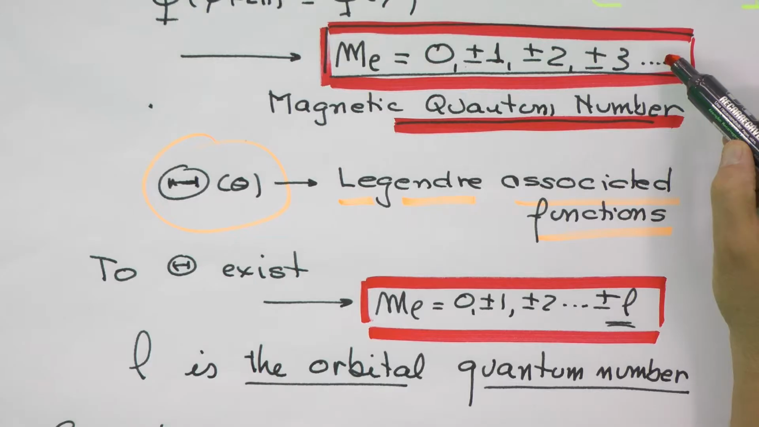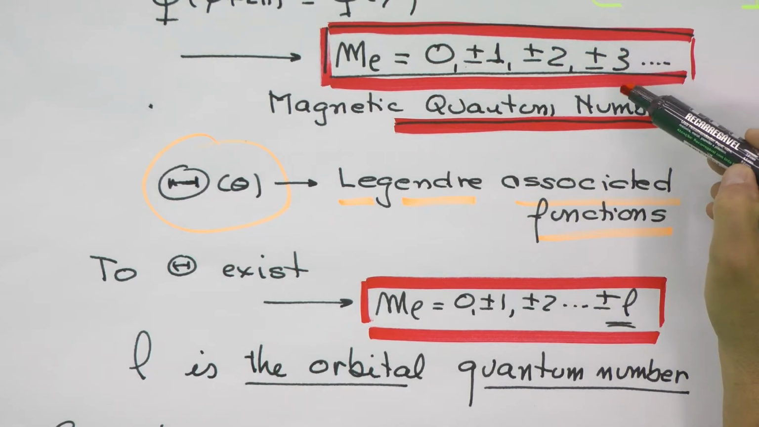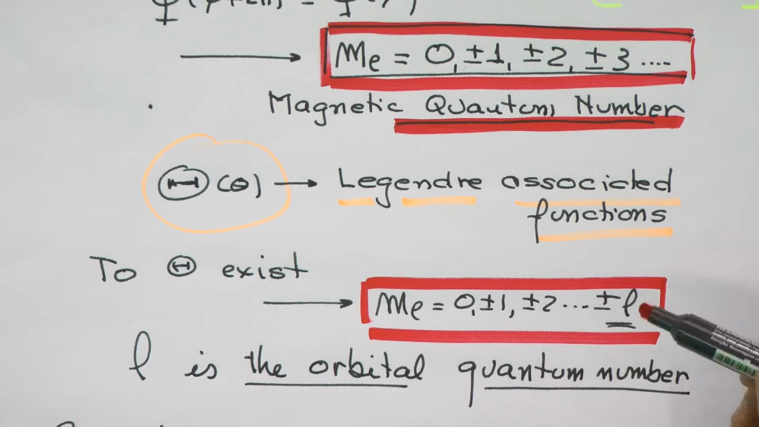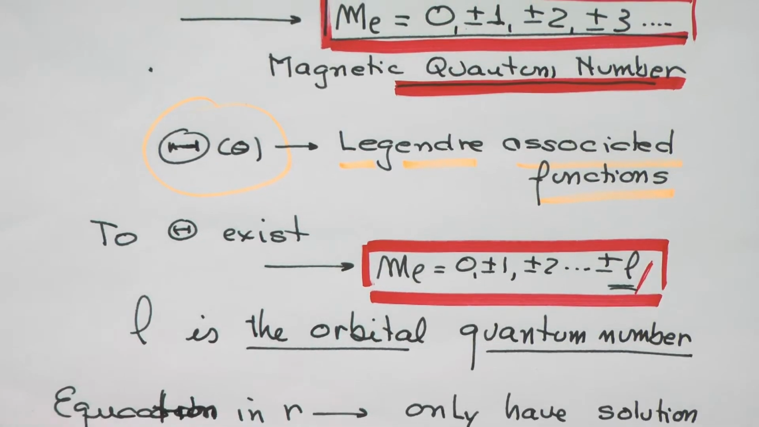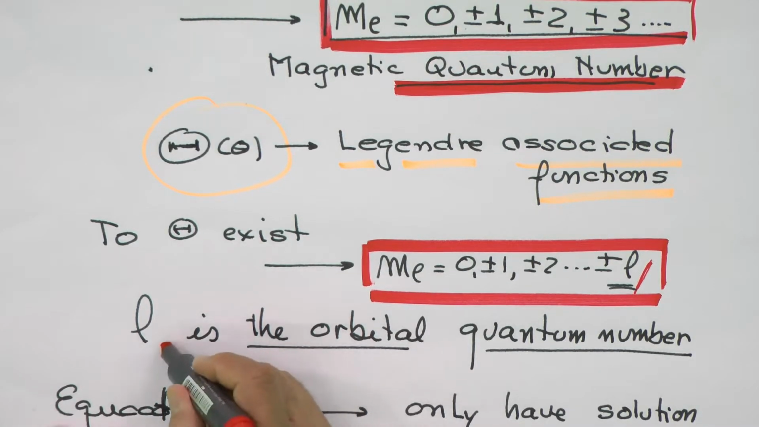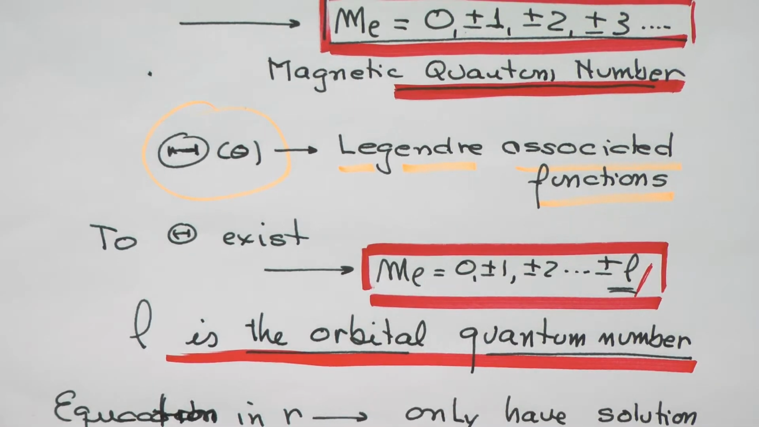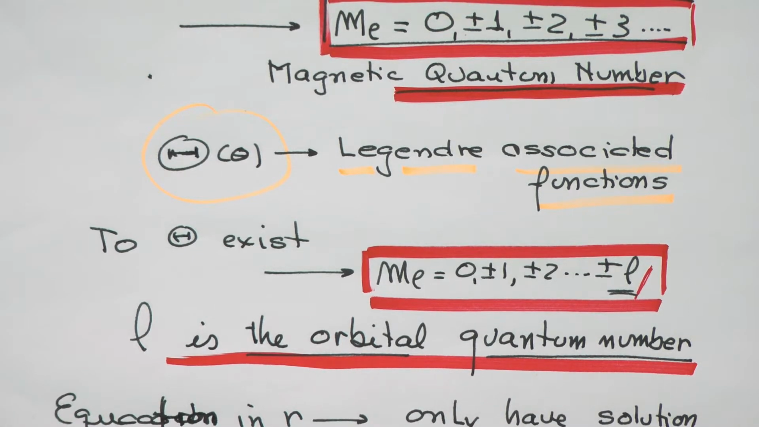So you see, here we found that m_l can be anything, an integer positive or negative number. But here we find that it can be an integer positive or negative, but ending in L. So L must also be an integer. And L is called the orbital quantum number. So the limit of m_l is the orbital quantum number. And we're going to already make some physical association with it.